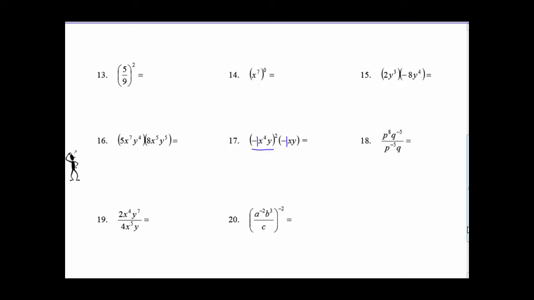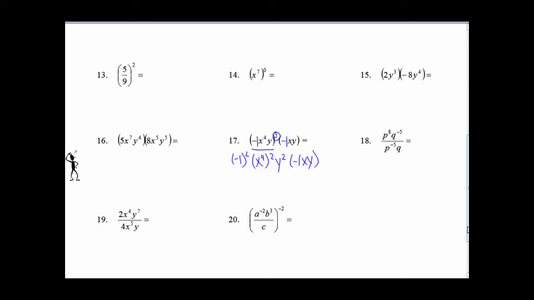So I have a product raised to a power. So I need to distribute that power to every factor in that product. So I'm going to have negative 1 to the squared. Then I'm going to take my x to the 4th and square it, and that y and square it, and then I'm going to leave my 1, negative 1, x, y the same.